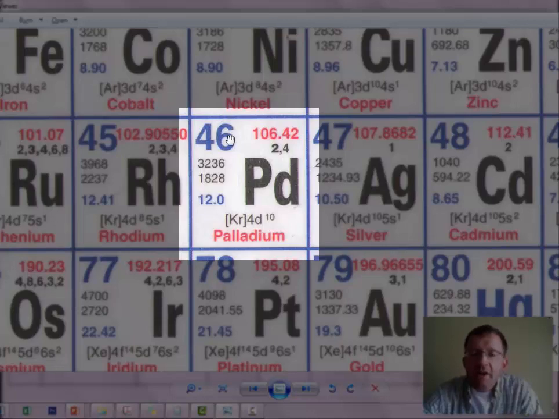So you could find this element on your periodic table by either looking for the 46 atomic number, or if you didn't know that was atomic number, then you could go to the periodic table and look for PD. In any case, here it is, right in the middle of our screen.